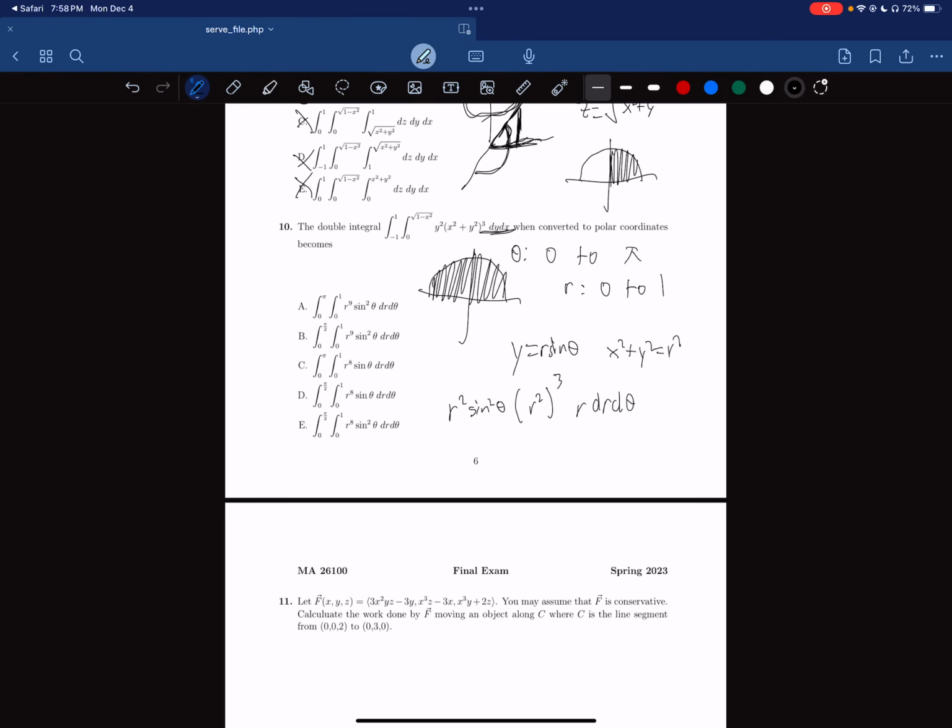So if we distribute our r's here, r squared cubed is r to the 6th, times our r squared gives r to the 8th, times our r gives finally r to the 9th here. And then sine squared theta dr d theta. Okay, that's looking pretty nice. So just looking at the integrands, c, d, and e are out. And it's either a or b here. Hopefully one is right. Yeah, looks like it's a because like we said, theta is 0 to pi, and r is 0 to 1. Nice.